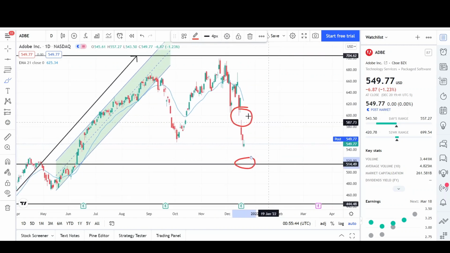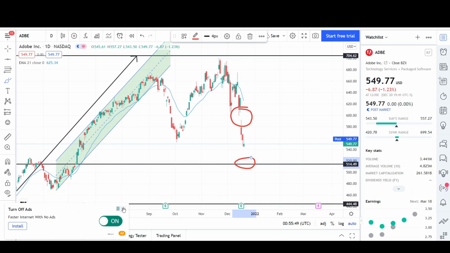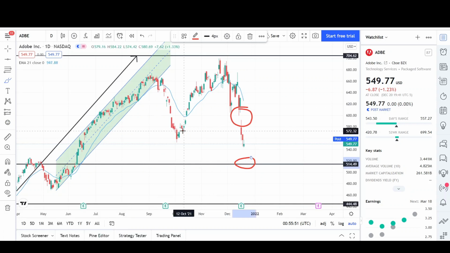I don't know if we're gonna get there this week or next week, just because we are super extended from the EMA, even more than this before, and that led to a huge reversal.